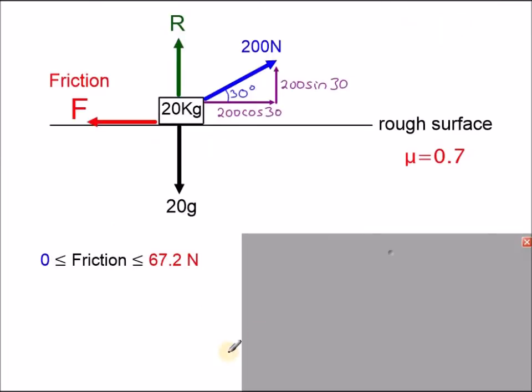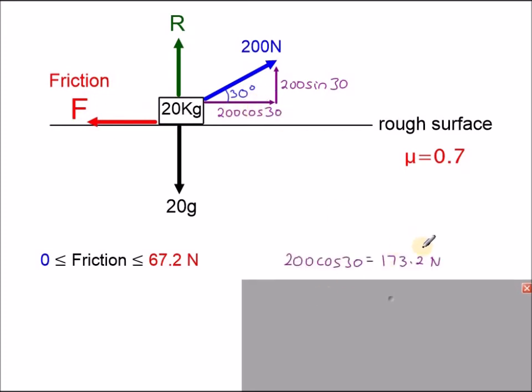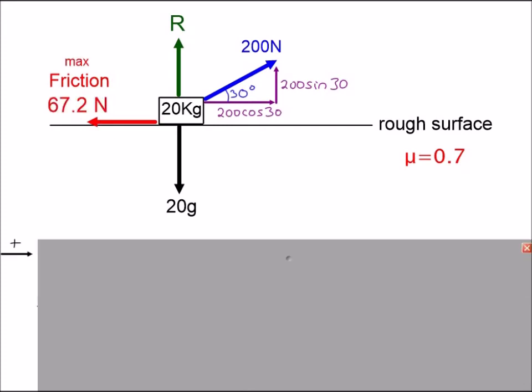So looking at horizontal forces, we need to work out the value of F. What's the frictional force here? It all depends on the horizontal component of this force. These are the only two horizontal forces. So 200 cos 30 gives us 173.2 newtons. This force is sufficient to overcome the maximum frictional force. So F will be 67.2 newtons, the maximum possible frictional force.